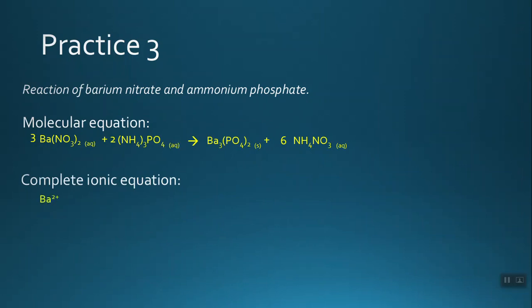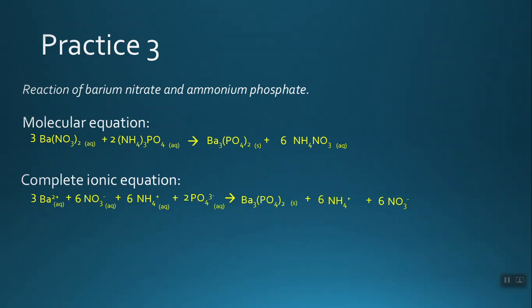And then complete ionic equation, we have barium ion, nitrate ion, ammonium ion, and the phosphate ion. Our precipitate is all together. We have our ammonium ion and nitrate ion. Let's go ahead and make sure our coefficients match up. So here we have 3 barium, so we need a 3 here. And then here we have 3 times 2, so that's a total of 6 nitrates. Okay. Here, ammonium, we have 2 times 3, so that's 6. And then phosphate, we have 2, so we need a 2 in front. Okay. Over here, 6 ammonium, so 6 right there, 6 nitrates, and so 6 right there.